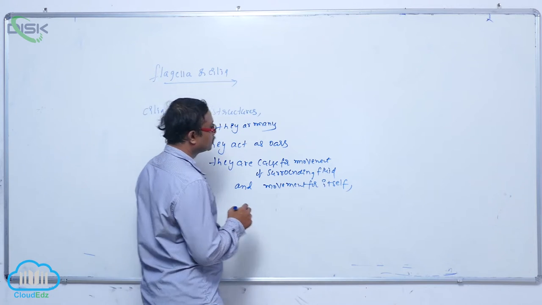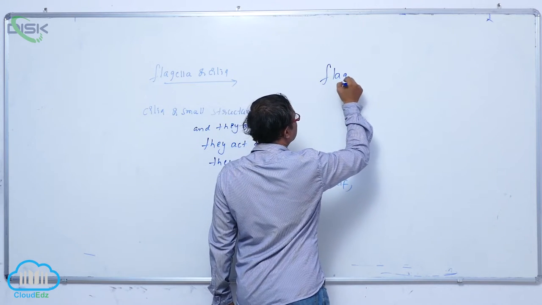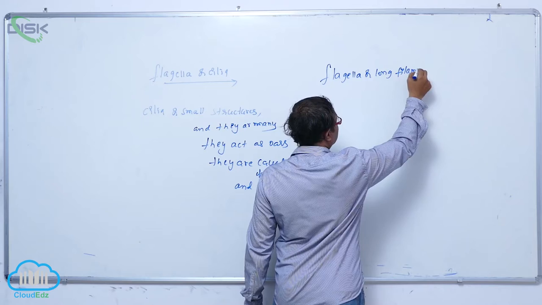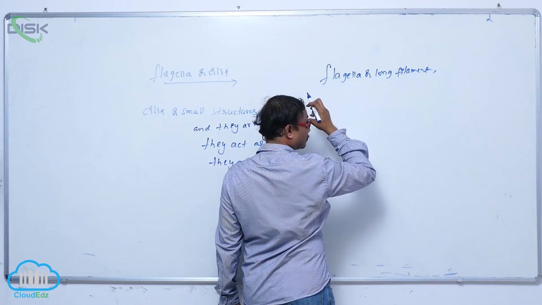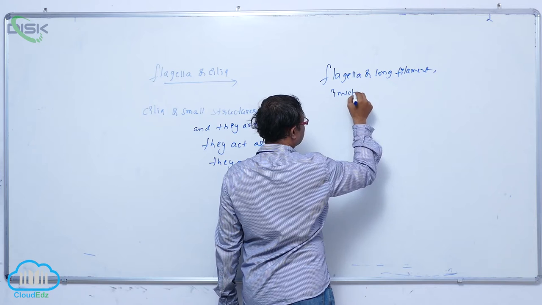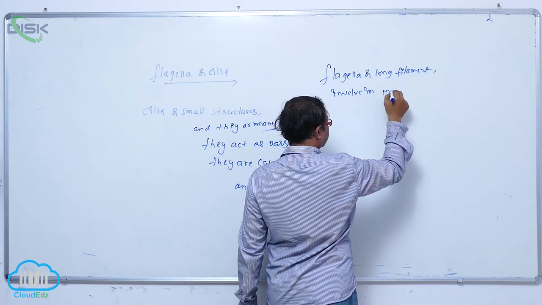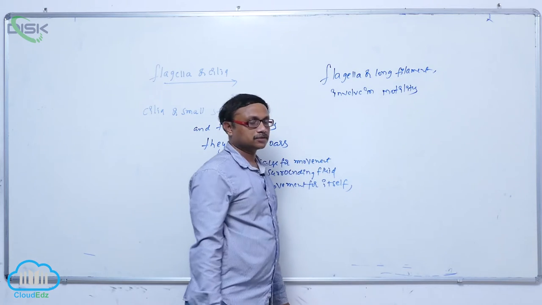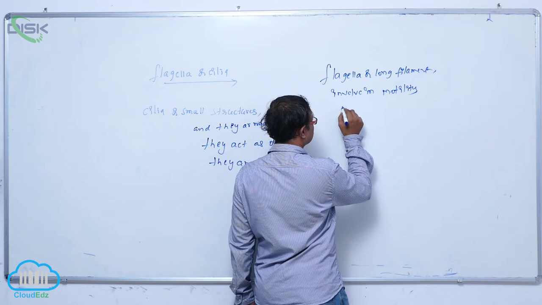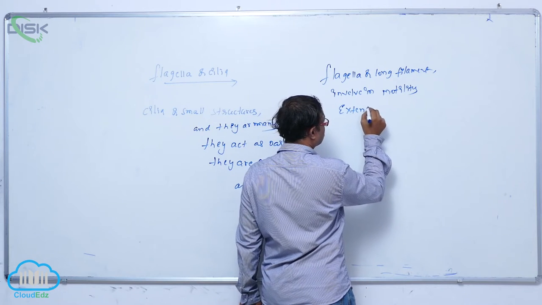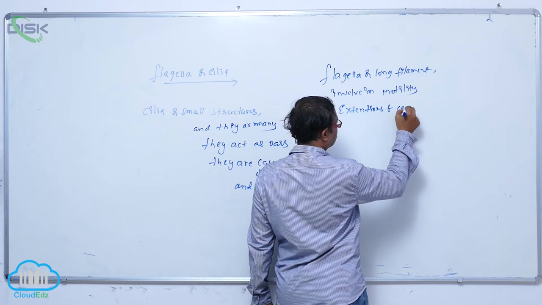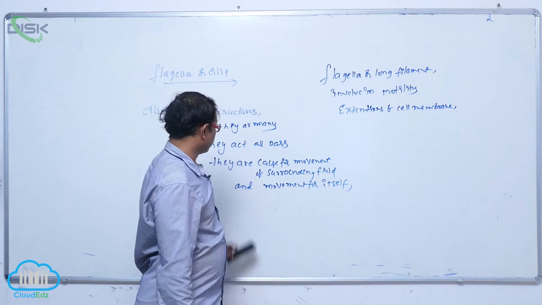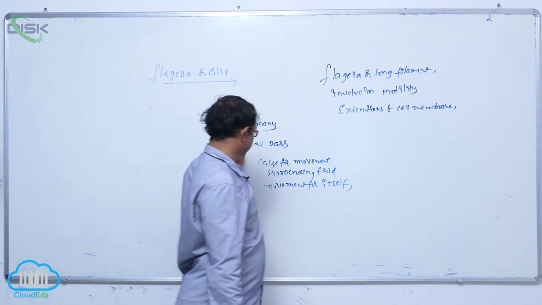Next, flagella are long filaments. They are involved in motility. They are extensions of the cell membrane. Generally, the base of the flagella and the cilia is known as the axoneme.